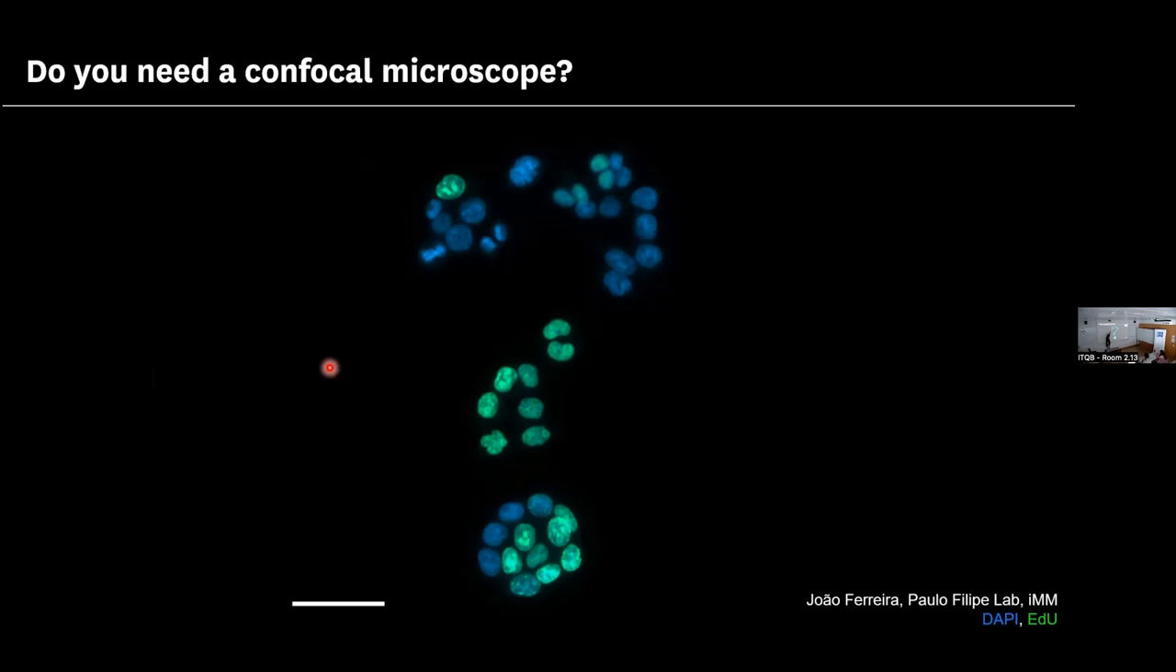These are cells labeled with DAPI, staining the DNA, and EdU, which will bind to nucleotides that have been recently synthesized. And so we acquired this on the microscope, and they were shaped like question marks. Was this acquired on a wide field, point scanner, or spinning disk? Okay, it was the same.